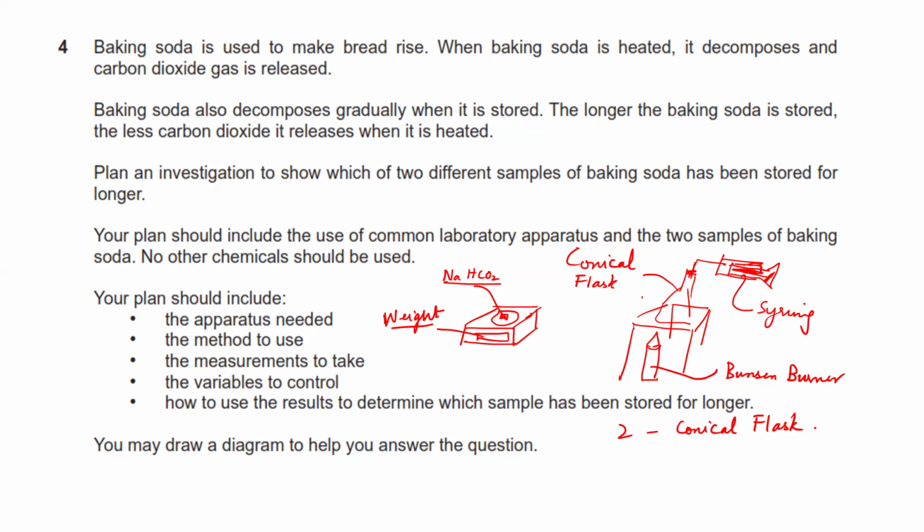From this, the experiment that gives the bigger volume or reading on the syringe is the sample of sodium bicarbonate that has been stored for less time. Similarly, the flask having lesser weight will be the one with baking soda stored for less time. Moving ahead, you can always draw the diagrams yourself. Let's write down what we have just discussed.